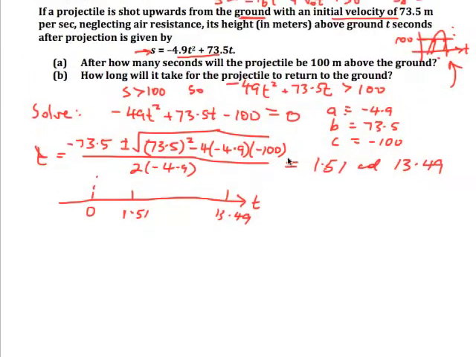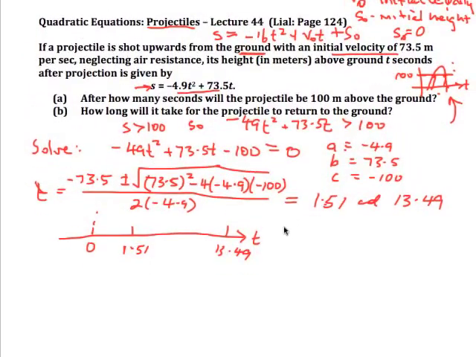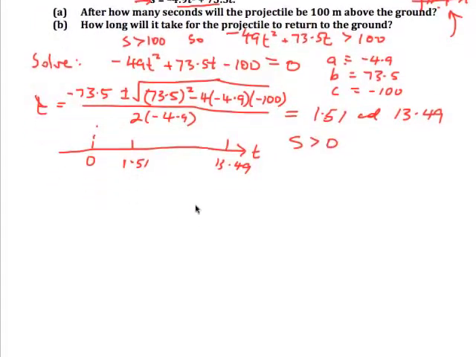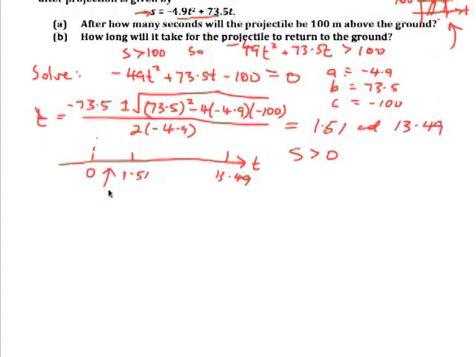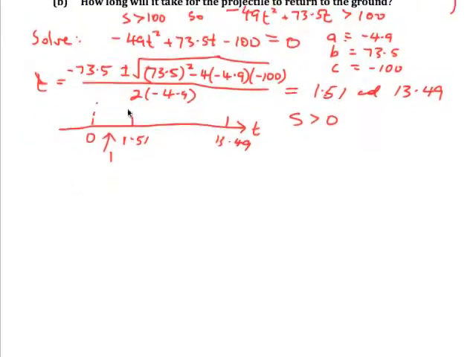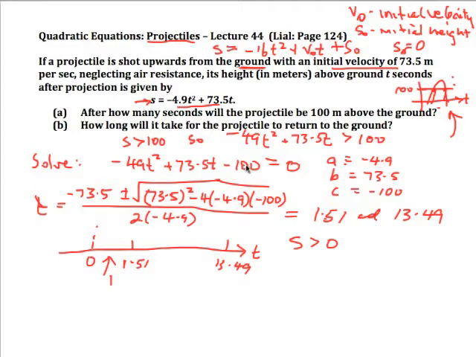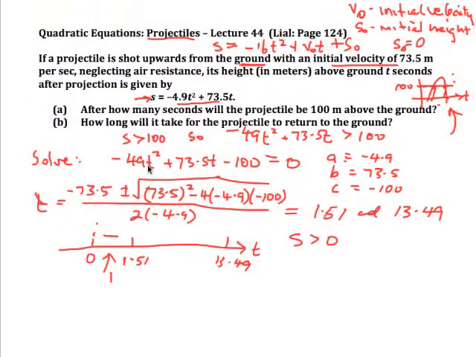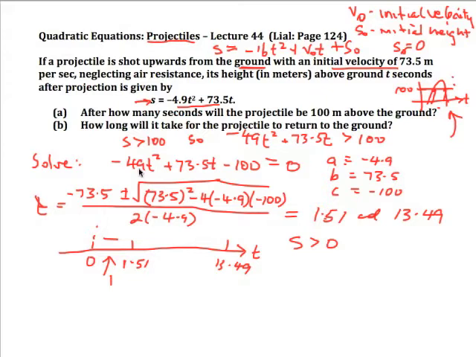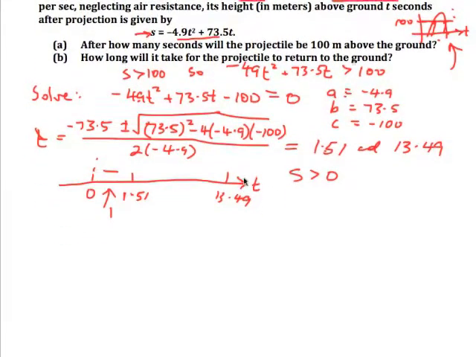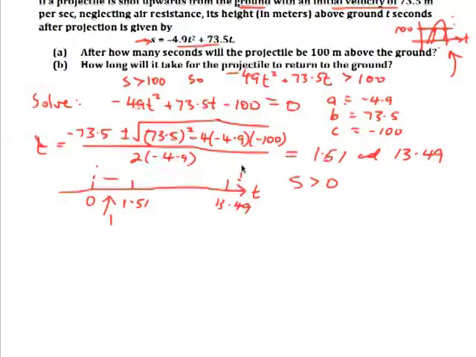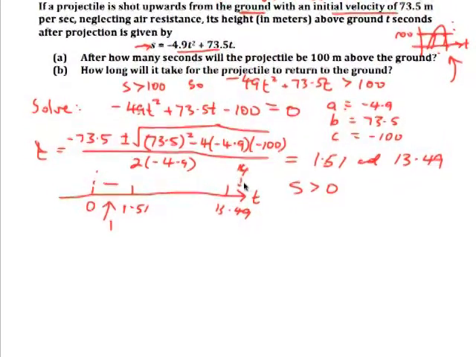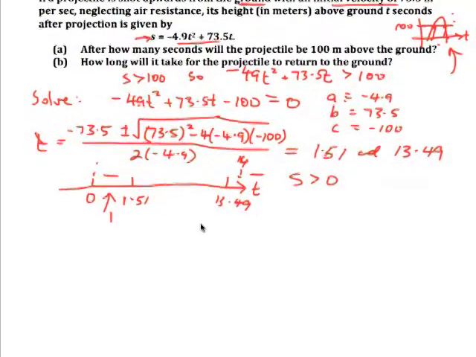Remember, we're looking for when S is greater than 0, so we're looking for where it's positive. So we might want to place 1 in here, for example. When I put 1 in here, we're going to get a negative. It's not hard to see: 1 squared is 1, so it's negative 4.9 plus 73.5, and then minus 100. So clearly it's going to be negative. And if we put something like 14 up here and did it again, you'll find that this comes out negative here as well.